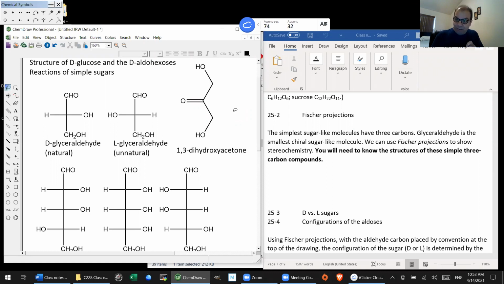And the class notes are very clear on what exactly you will need to know. But my feeling is if you know the structure of glucose, then there's no, for my money, there's no need to know the structures of any of the other 7 so-called aldohexoses. Aldo because there's an aldehyde group, hexose because they have 6 carbons. And there's 7 others that are like glucose, which we'll get to in a moment, that are all D sugars.